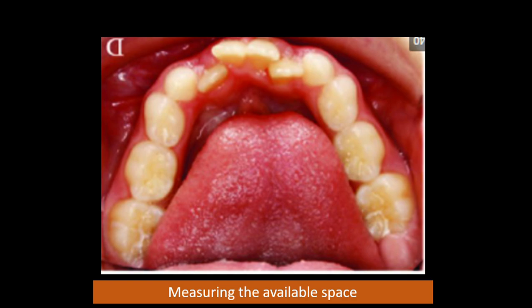On the other hand, measuring the available space can be done by using a piece of wire, by contouring a piece of wire on the line of occlusion. Remember, if the arch is crowded, in this case the piece of wire should represent the arch form where most of the teeth are included.